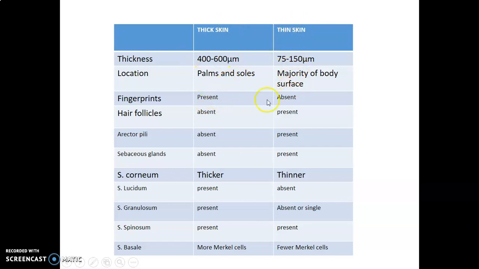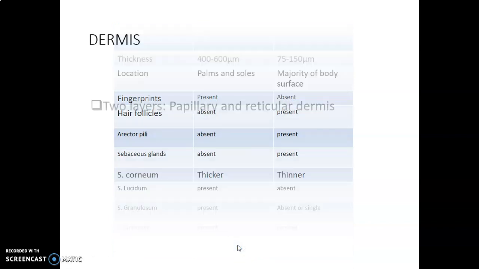Thin skin is in the rest of the body, so you'll see hair follicles, and hair follicles together with erector pili muscles and sebaceous gland form the pilosebaceous unit, which is located only in the thin skin. So thick skin lacks hair follicles, erector pili muscles, and the sebaceous glands. Then stratum lucidum, of course, is present in the thick skin, and all the other layers are thicker in the thick skin than in the thin skin. Then the stratum basal has more sensory receptors in the thick skin.